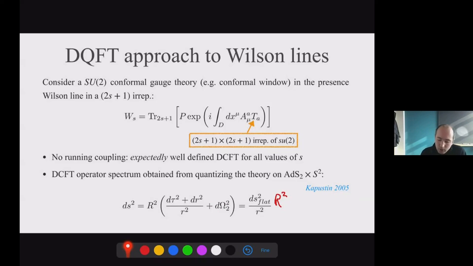And the reason why it's convenient to do this is because, by the defect version of the state-operator correspondence, the spectrum for the theory quantized on this manifold, or more precisely the spectrum of boundary conditions in AdS2 times S2, is equivalent to the spectrum of operators on the defect. And I should say in this geometry, the defect lies at r equals 0, so the boundary of AdS2. You can think of that as the boundary conditions.